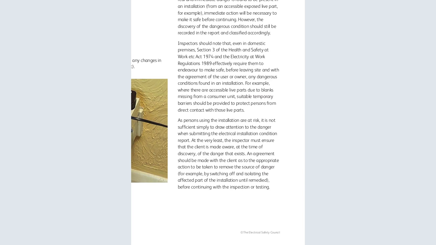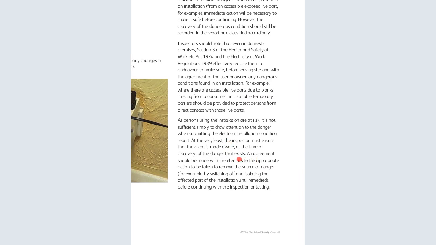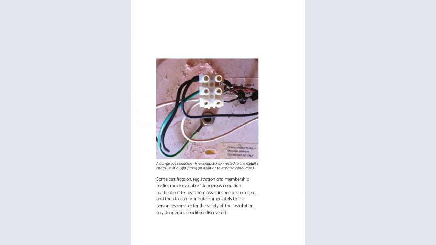simply to draw attention to the danger when submitting the electrical installation condition report. At the very least, the inspector must ensure that the client is made aware. You have to make the client aware that there is danger there, and at the time of discovery of the danger that exists, an agreement should be made with the client as to the appropriate action to be taken to remove the source of danger. For example, by switching off and isolating the affected part of the installation until a remedy is done, or before continuing the inspection or testing.